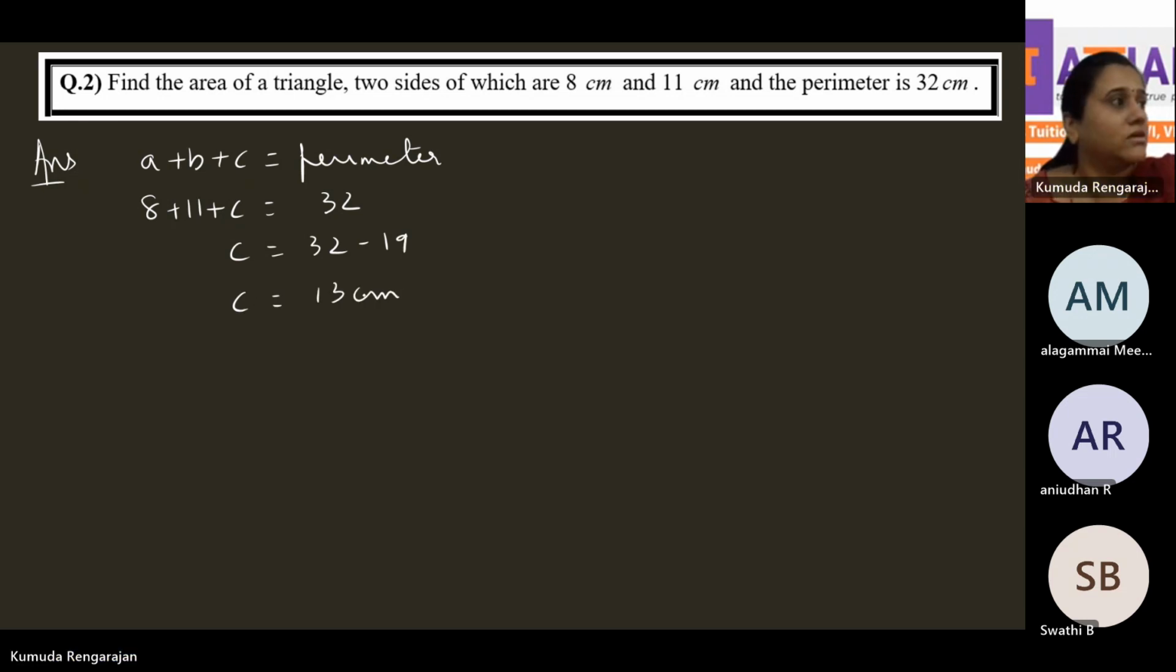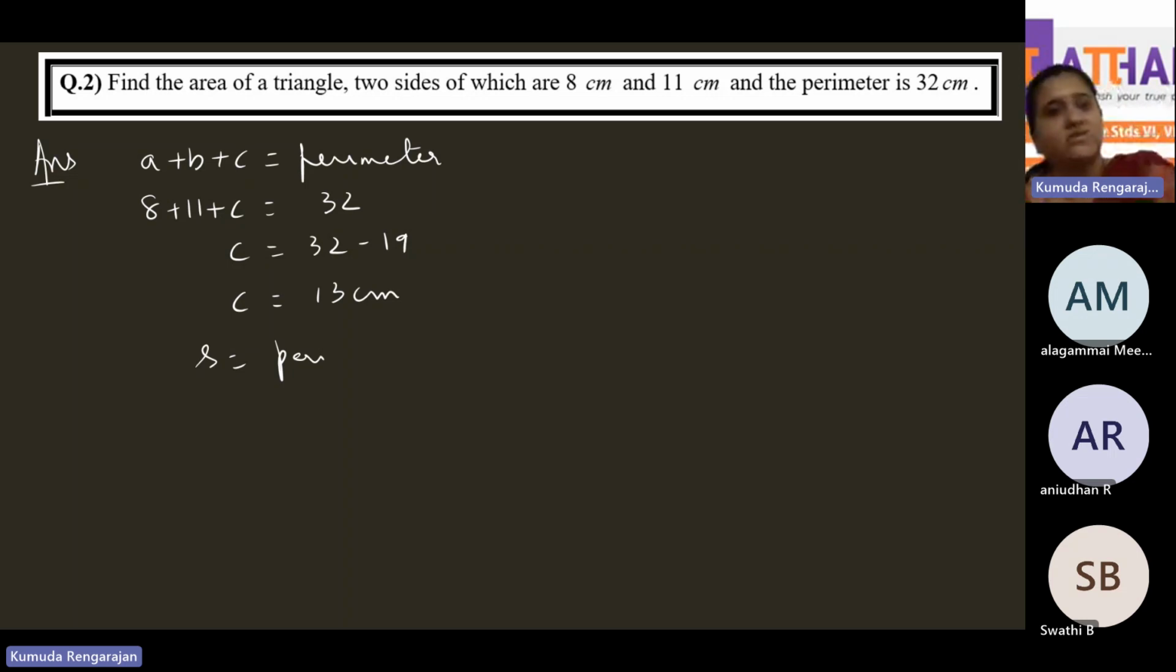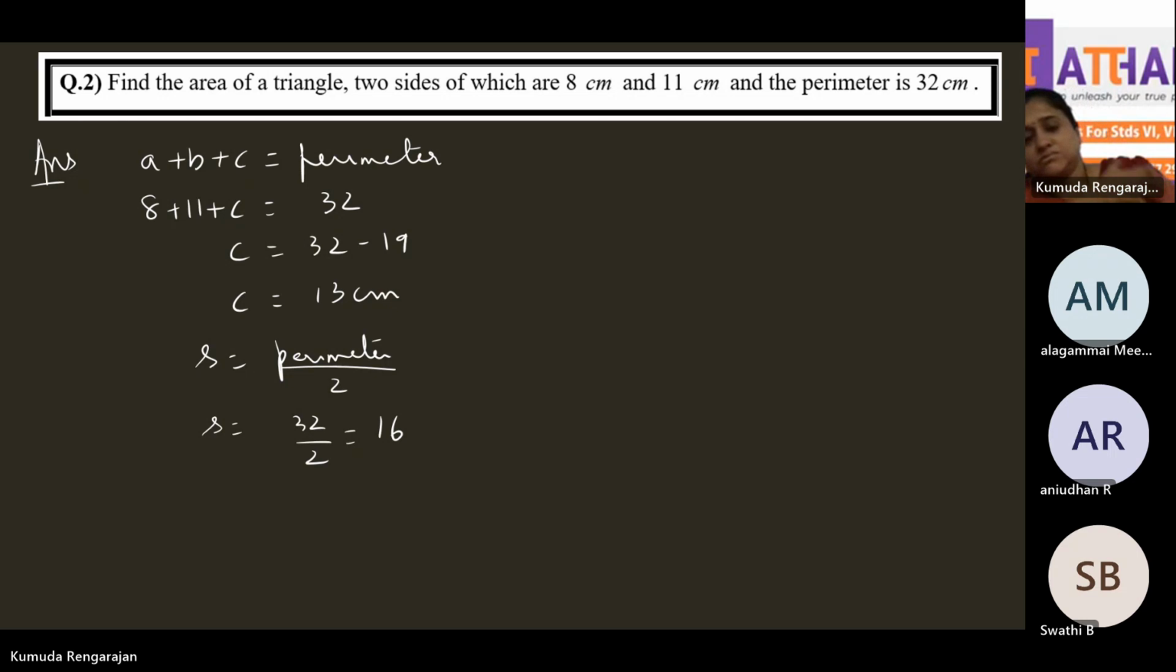Centimeters. Correct? Now you can proceed. So what will be the semi-perimeter, children? Since you have the perimeter, directly write perimeter by 2. Or you can write A plus B plus C by 2. So that is 32 by 2, which is 16. Now complete it. Start like this and complete the answer.